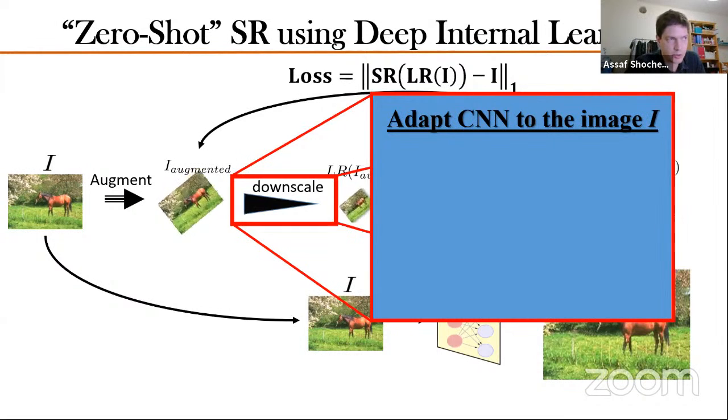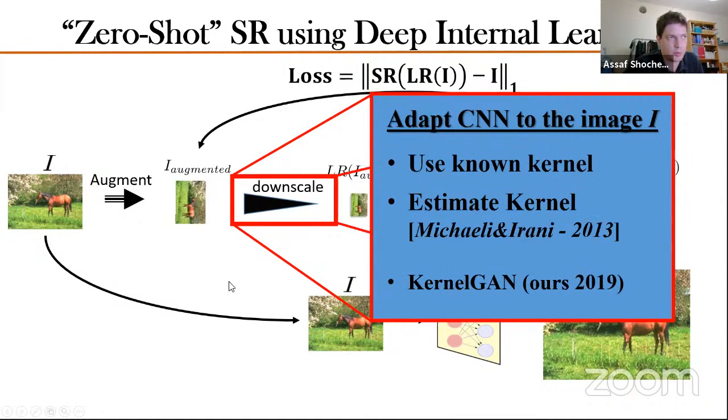And regarding the question about how you choose the downscaling that you use here, this is exactly what I was referring to in the note that we had over here. There are several approaches to estimate this kernel, but the bottom line is that you either know it and then you can just plug it in, or you have to somehow estimate it. There are several methods to do that. We had one method when we submitted this paper back in 2018, and later on we had our own better way to estimate the kernel.